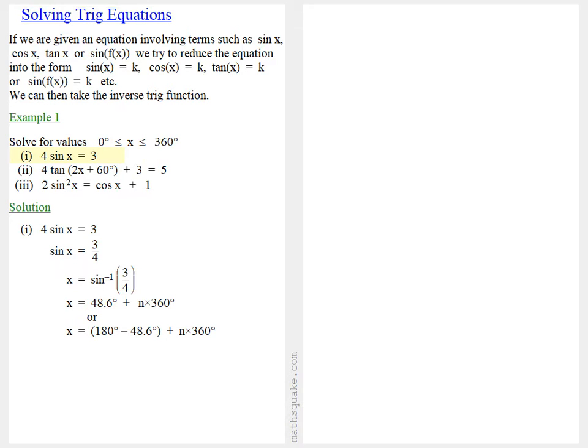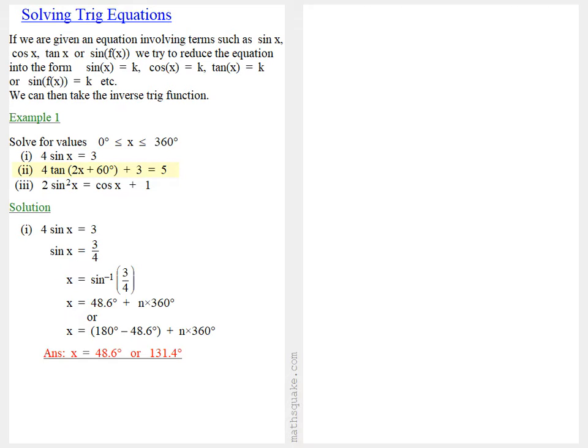Now we want the values between 0 and 360 degrees. So they will be 48.6 degrees, or 180 minus 48.6, which is 131.4 degrees.